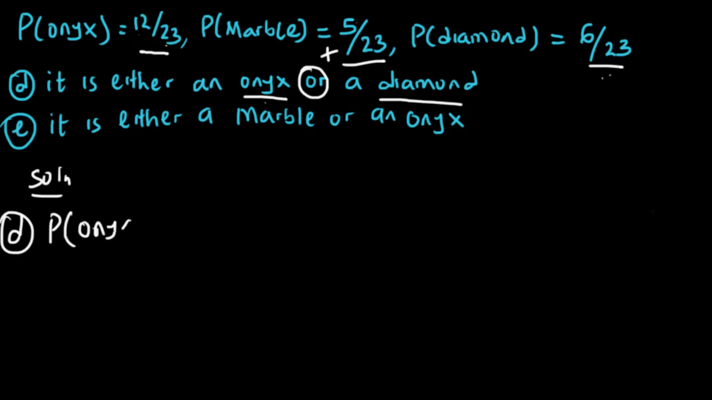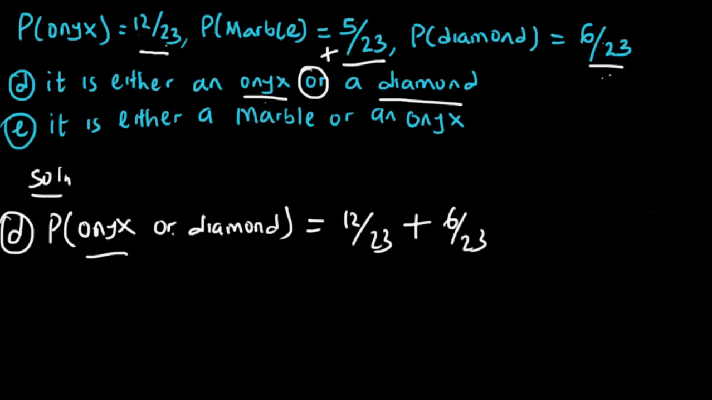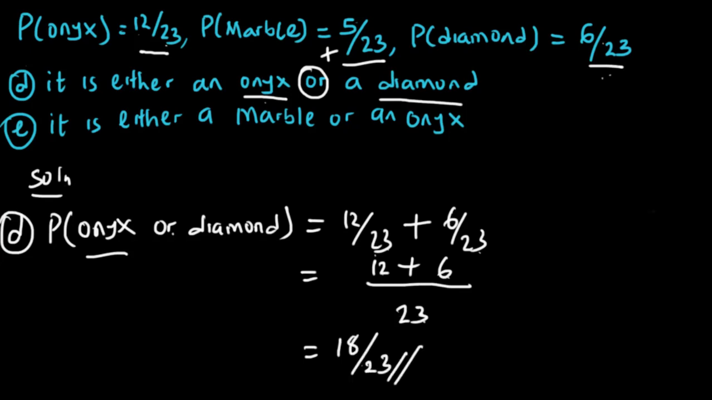Probability of onyx or diamond will be equal to, what's the probability of onyx? 12 over 23. Or means plus, what's the probability of diamond? 6 over 23. Do you understand? Now we find the LCM. LCM of 23 and 23 will give us 23. 23 divided by 23 is 1. 1 times 12 is 12. Plus 23 divided by 23 is 1. 1 times 6 is 6. Do you understand? 12 plus 6 is 18. So we have 18 over 23. Do you understand? So let's do E.